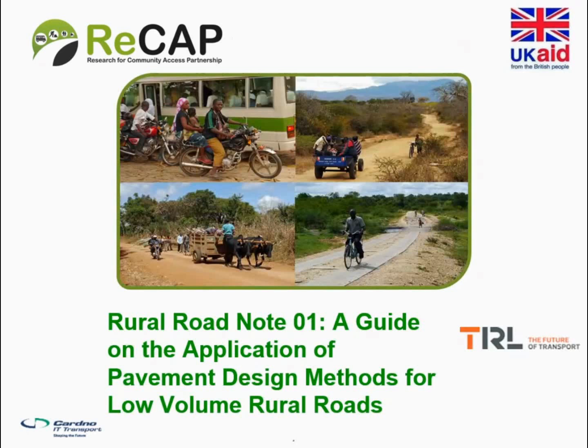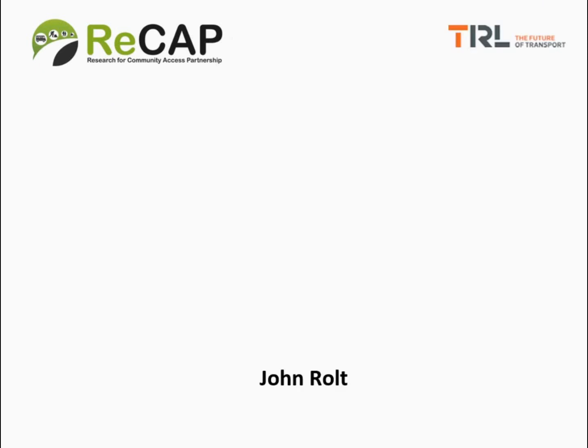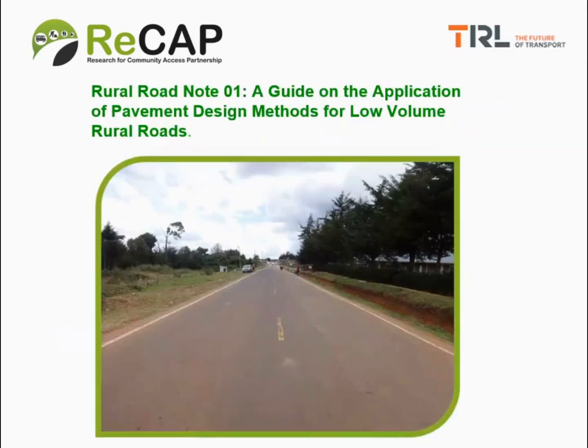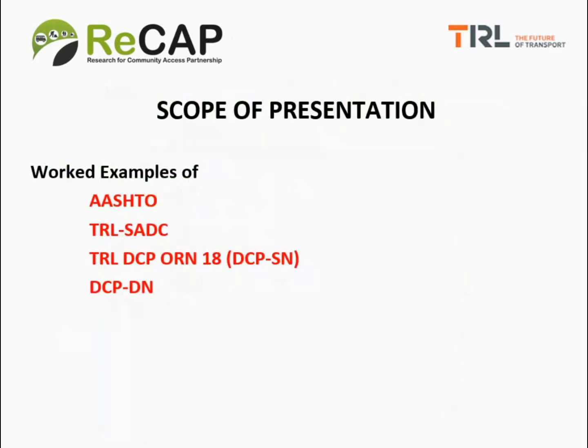Good morning, everybody. Today I'm going to be going through some worked examples from the road note. I'm going to look at four in particular: the Ashtyn Design method, the TRL SADC, the TRL Overseas Road Note 18, and the DCP DN. And we'll see how we get on.